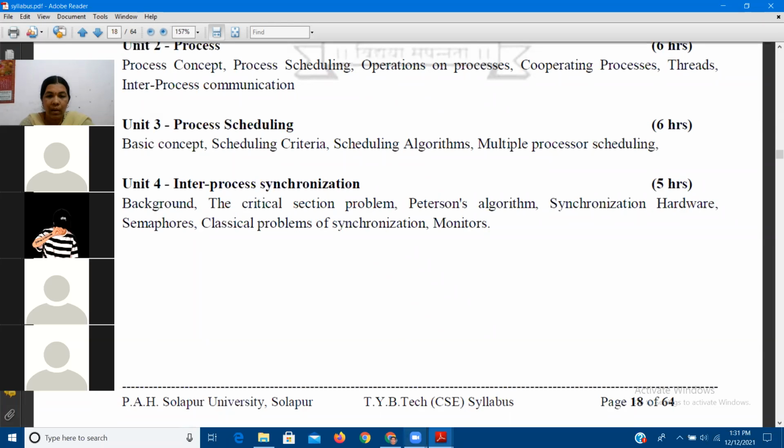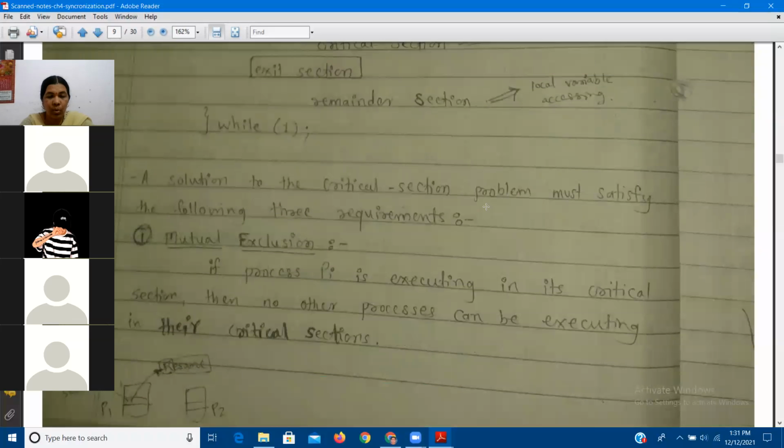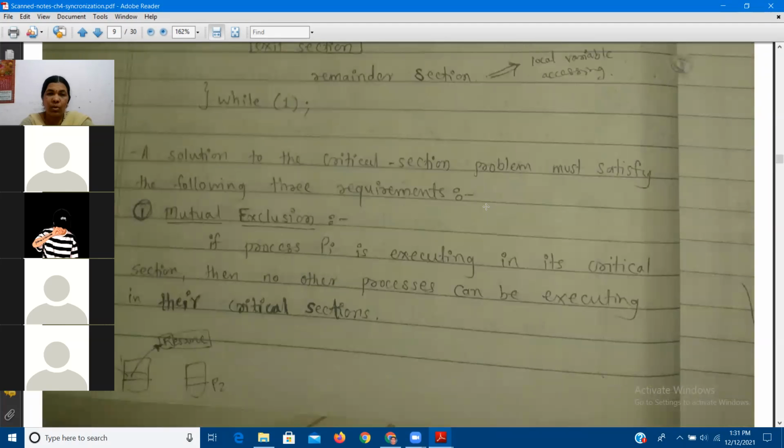So we'll move to the solution. Before moving to the solution, I said that the solution should satisfy these three requirements. The first requirement to be provided by the solution is mutual exclusion. What is meant by mutual exclusion? If process Pi is executing in its critical section, then no other process can be executing in its critical section.